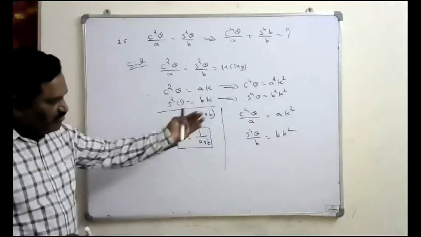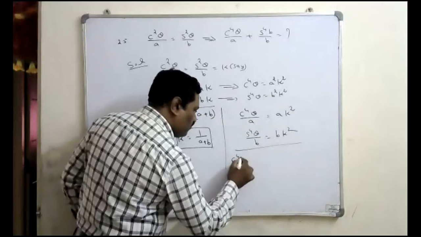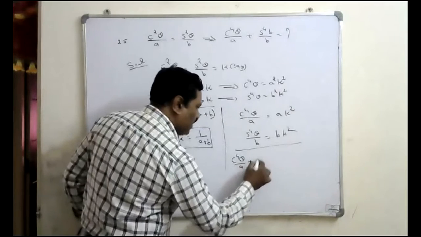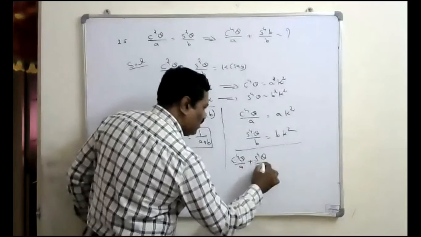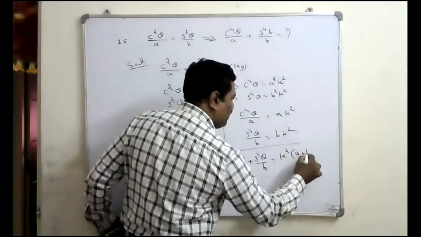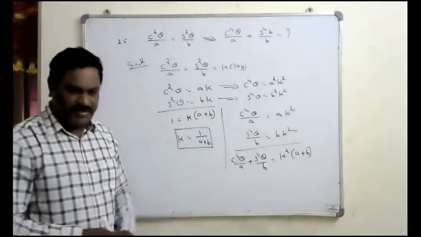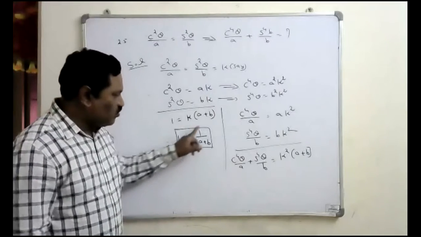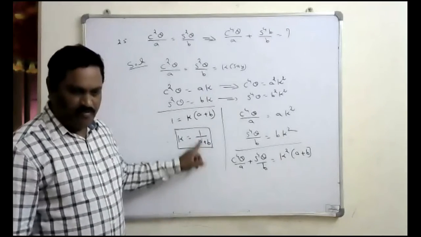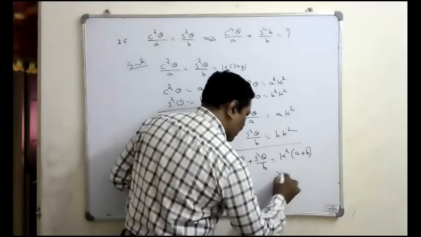Now we will add these two equations. Cos power 4 theta by a plus sin power 4 theta by b is equal to, taking k square common, a plus b is the remaining. We know the value of k is 1 by a plus b, so k square is 1 by a plus b whole square.